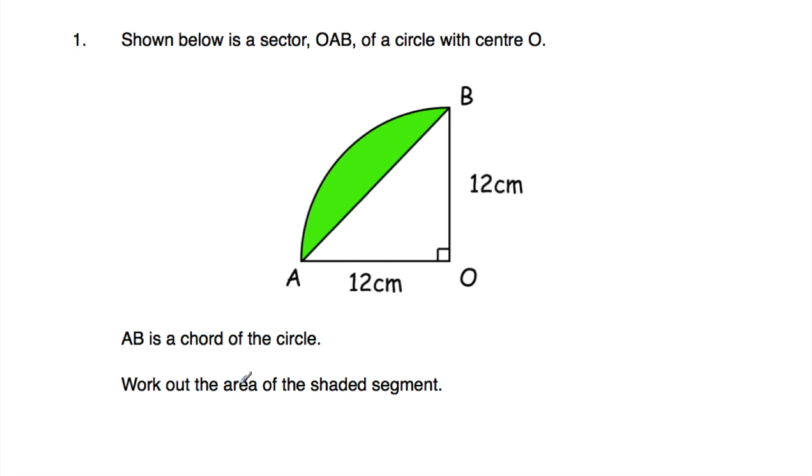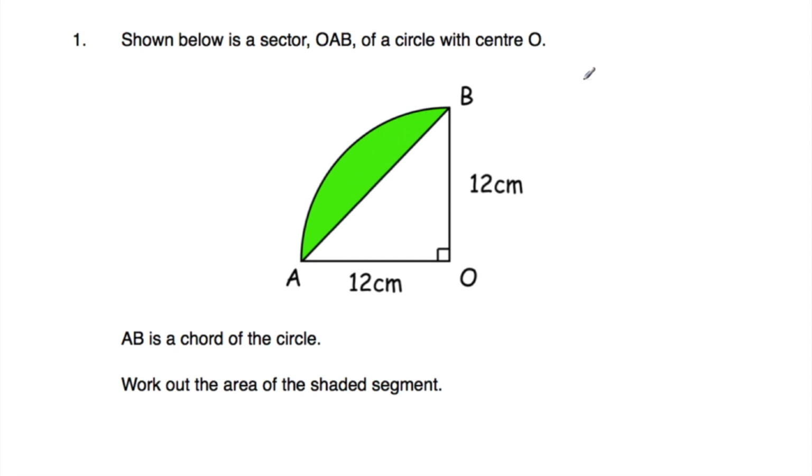And we've been asked to work out the area of the shaded segment. So this green region is a segment because it's the area bounded by an arc and a chord. So that's a segment. And we've been asked to work out the area of that segment. Now to do that, we're going to work out the area of the sector, which is the quarter circle, and then we're going to find the area of the triangle and take the area of the triangle away from the area of the quarter circle, and what's left will be the area of the segment, this green region.